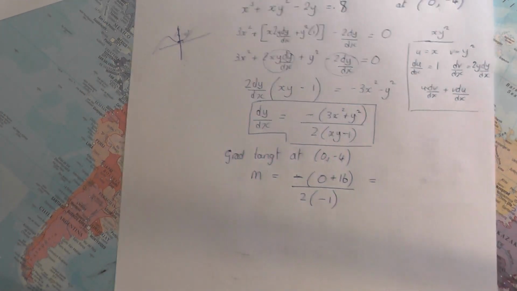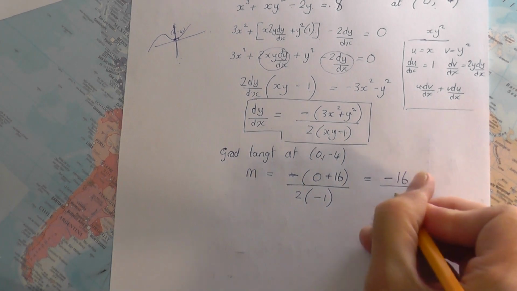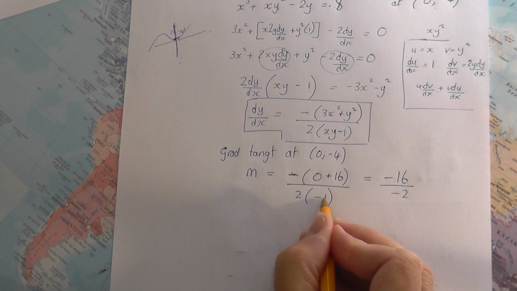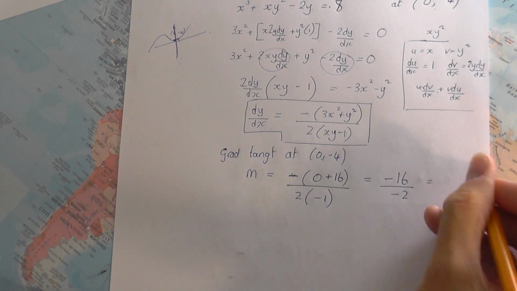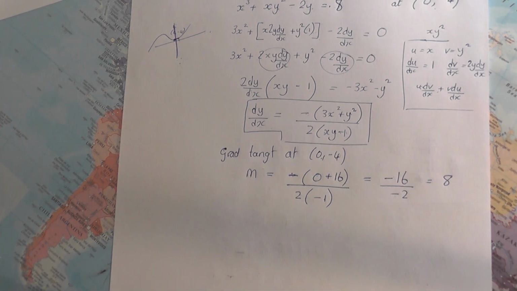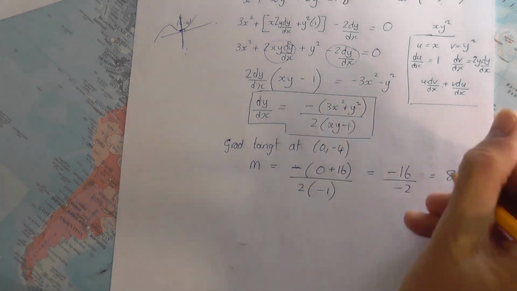So this simplifies to, on the top you've got -16, and on the bottom you've got -2, when you multiply that by that. The 2 negatives cancel to give a positive, and so you get 8. So the gradient of the tangent at (0, -4) is +8.